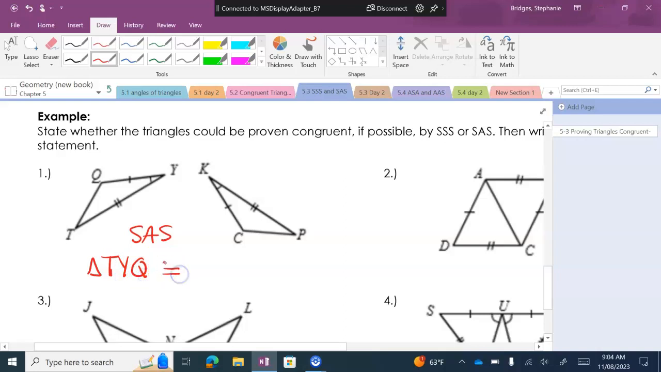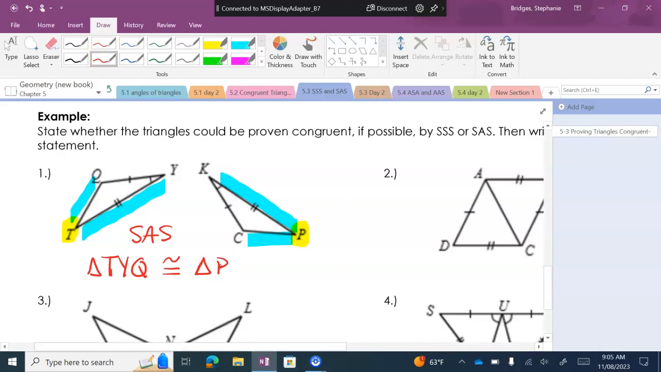Now we have to be very careful in how we name this other triangle. Look at T. T is in between the side that has 2 marks and the side that doesn't have any marks. So in the other triangle, the angle that is in between the no mark and the 2 marks is angle P, right? So that's going to come first.